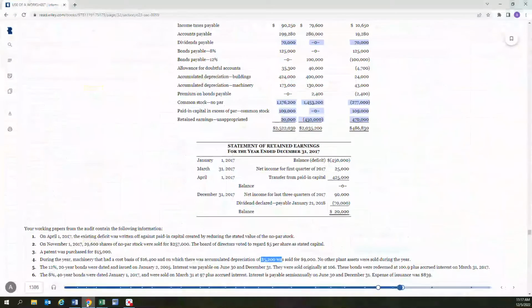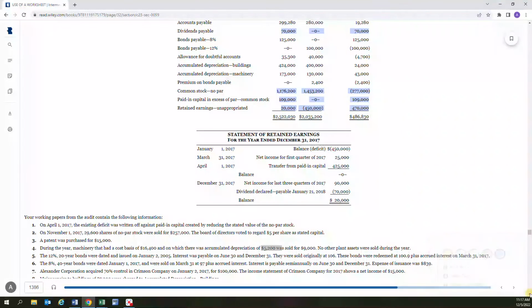Let's go back to the given information. Then we're told that these bonds, the 12% 20-year bonds were dated and issued on January 2nd. Interest was payable June 30th and December 31st. They were sold originally at 106, and then they were redeemed. In other words, they were paid off on March 31st.